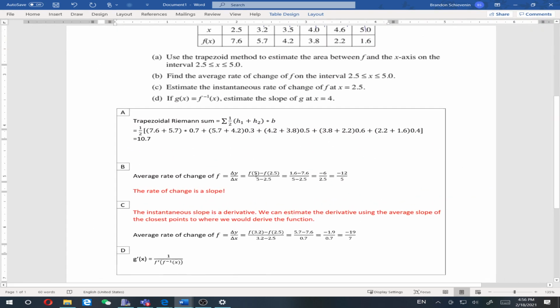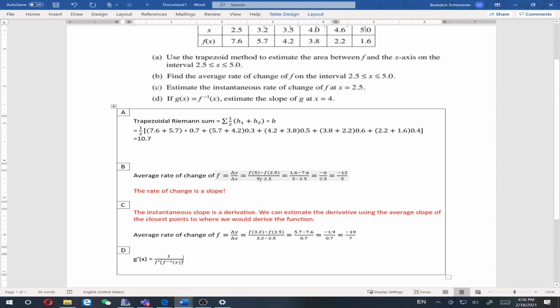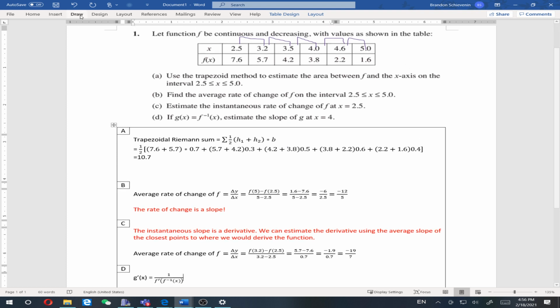Now the inverse function is what happens when we swap our input and output. So in this case, if our input for g is 4, then what is the output? An inverse function is what happens when we swap the input and output of a function. So if the input of g is 4, then what is the output for g? What is g at 4?